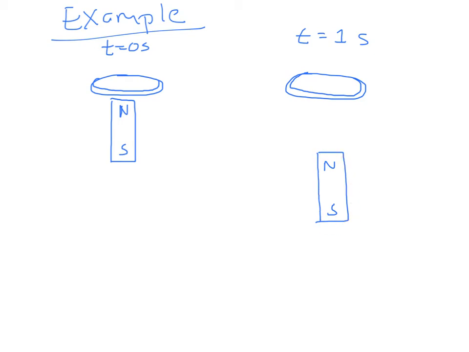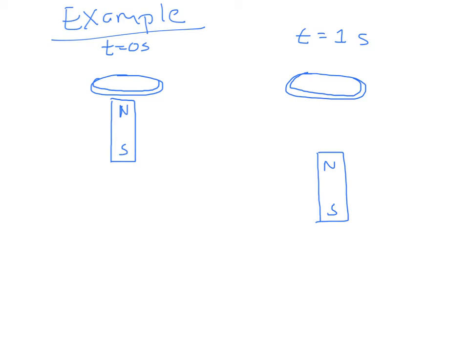Now the question is, in what direction will the current be induced in this loop? Will it flow in this direction so that it's counterclockwise when viewed from above, or will it flow in the opposite direction so that it's clockwise when viewed from above? So let me show you how we can think about this.